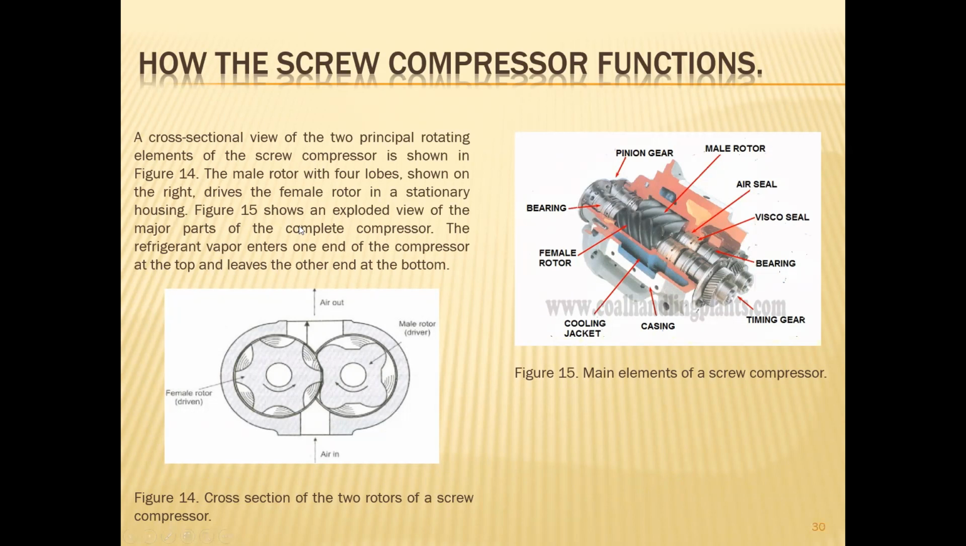housing. Figure 5 shows an exploded view of the major parts of a complete compressor. Pinion gear, male rotor, this is the important one. Female rotor and male rotor. This is the transmission. Bearing, support, bearing. Those are the main elements of the screw compressor. So the refrigerant vapor enters one end of the compressor at the top and leaves the other end at the bottom.